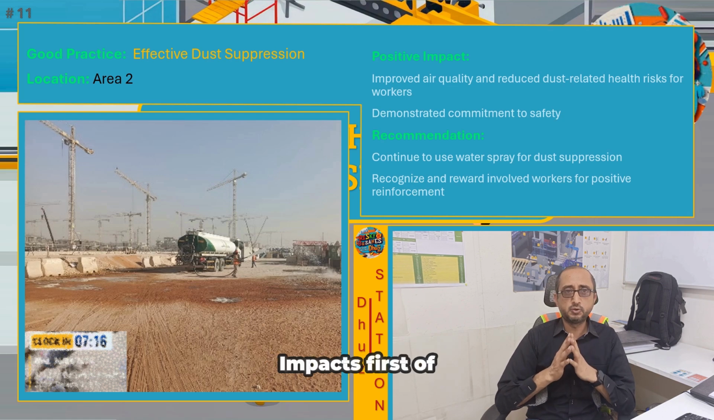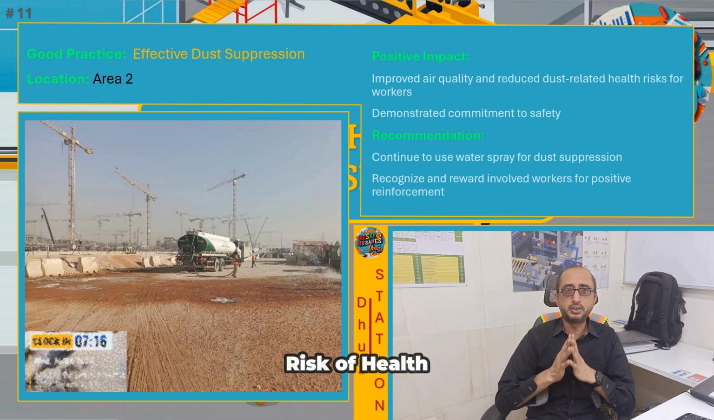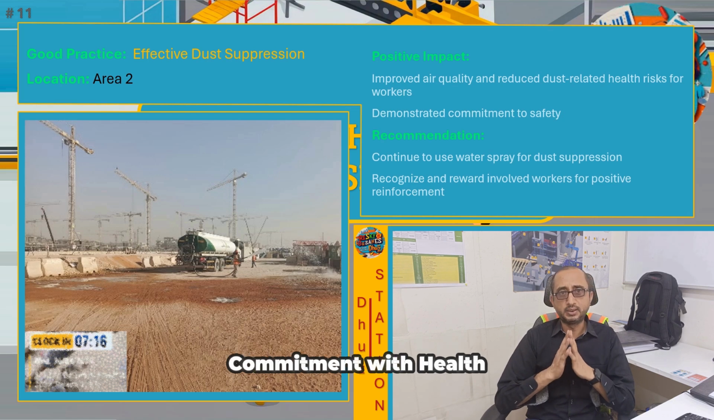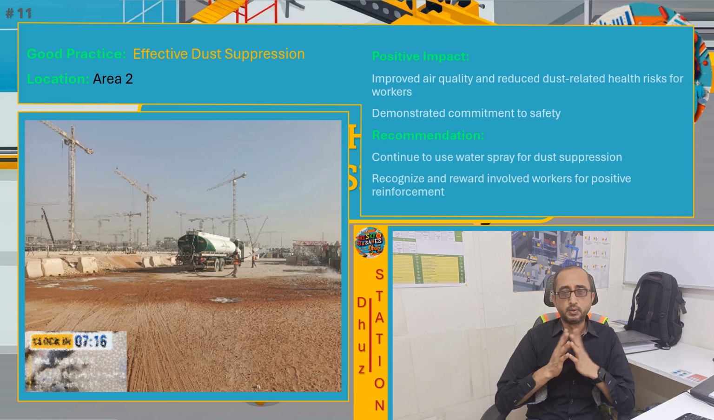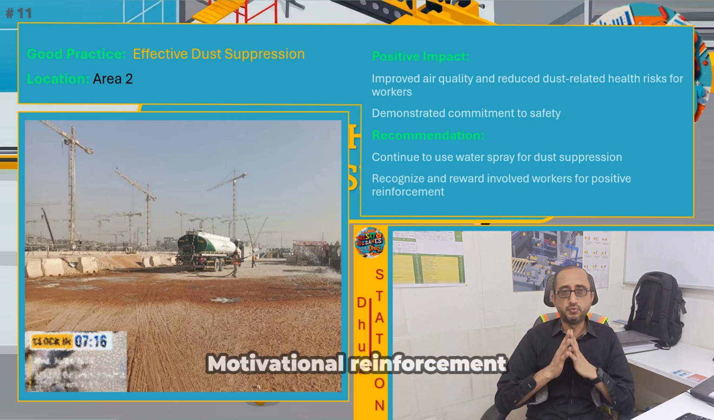Positive impacts: first of all, environmental protection, the quality of the air is good, and reduced risk of health issues from the dust. Also demonstrating the commitment to health and safety and a positive culture. Recommendations: continue this good practice, further expand it, reward and recognition for the teams involved to influence motivational reinforcement.